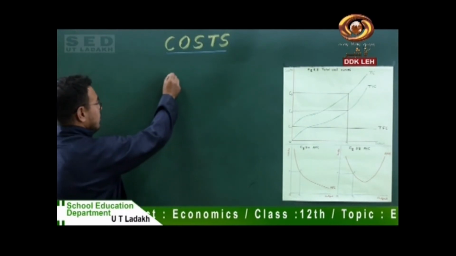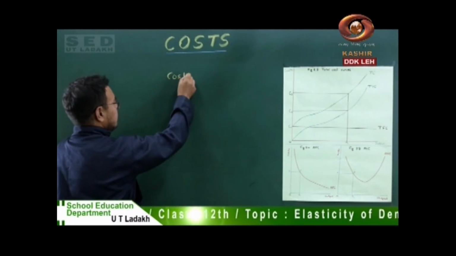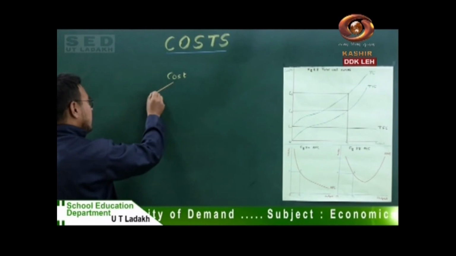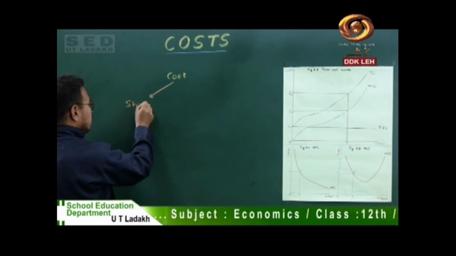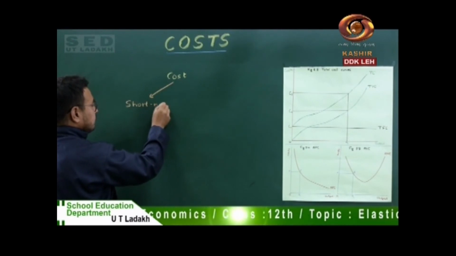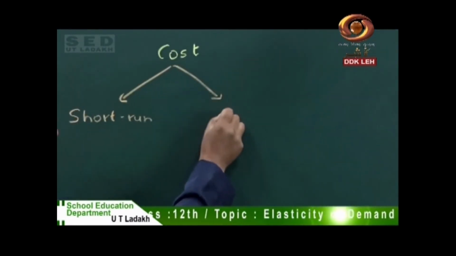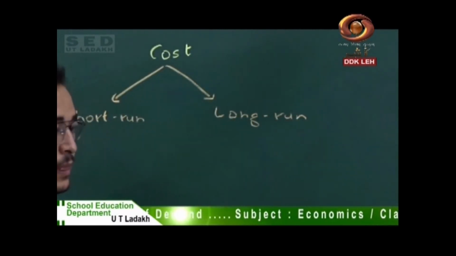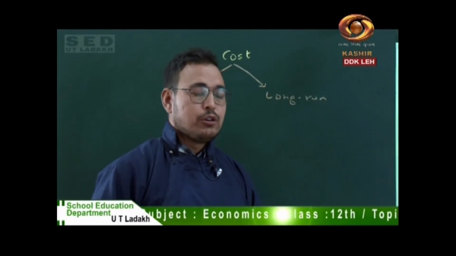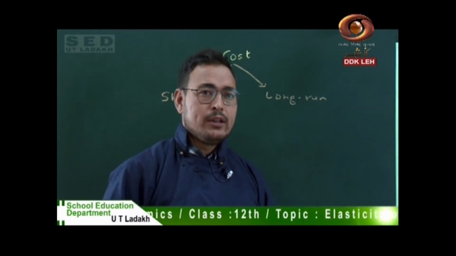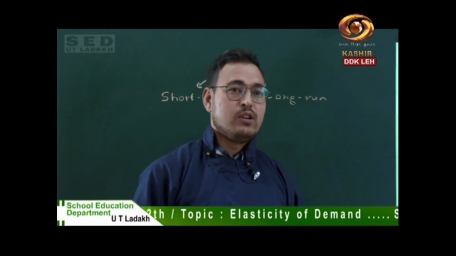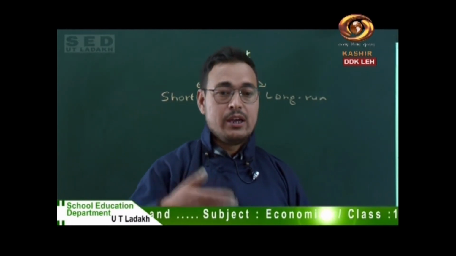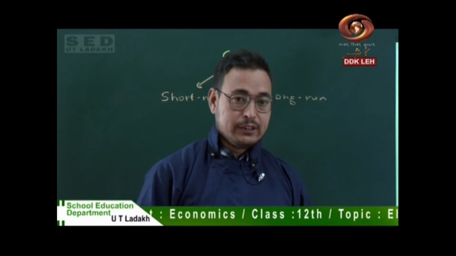Now like production, again, while understanding the concept of cost, we use the time factor. So that means again we have something called short run and long run. As we have seen earlier, short run is basically a period when at least some of the factors are constant. That means we can only increase production by employing more of those variable factors.